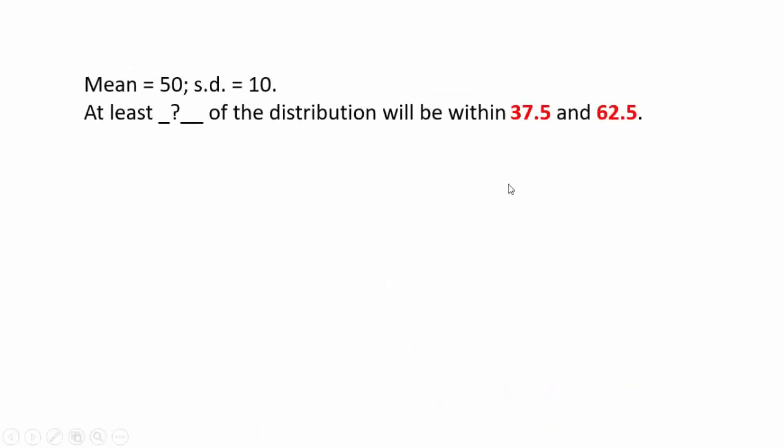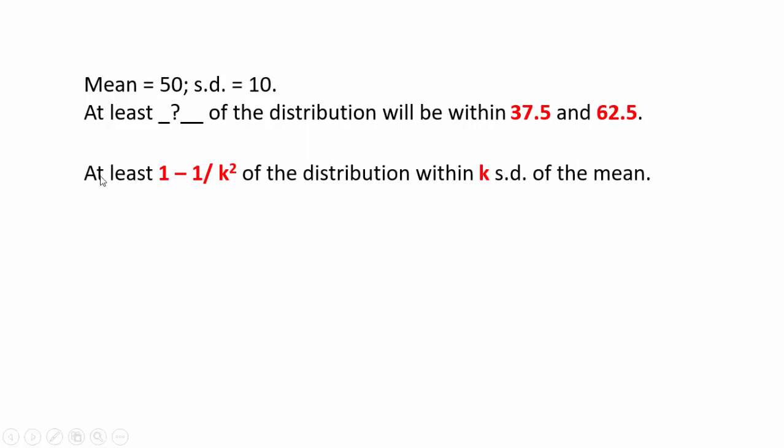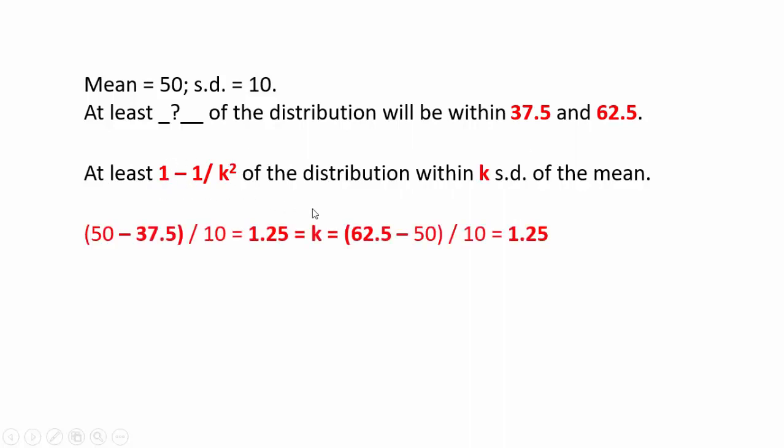So this theorem can be applied backward. Now if I have a distribution that has a mean of 50 and standard deviation of 10, and I want to find out at least what proportion or what percent of the distribution will be within 37.5 and 62.5, first of all, I will find out how many standard deviations away from the mean these two endpoints are. Then I can apply Chebyshev's theorem, because that's going to be my k. So I can apply this formula to figure out what proportion. So what is the k here?